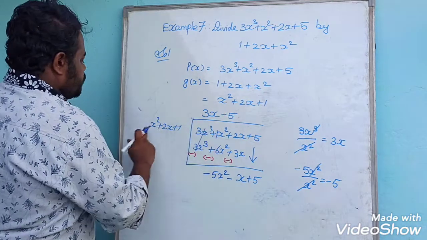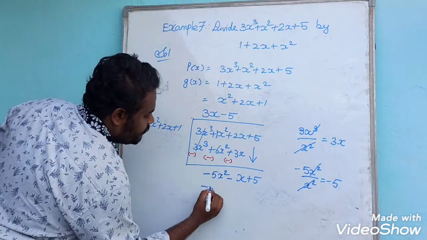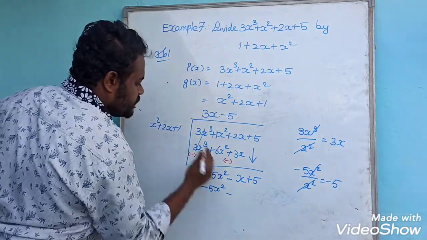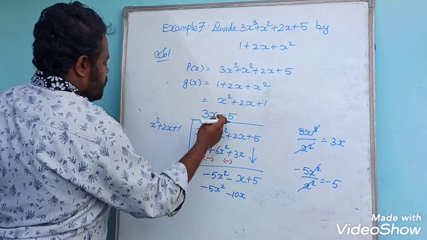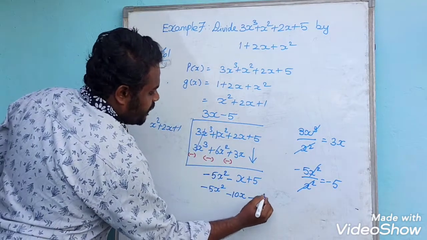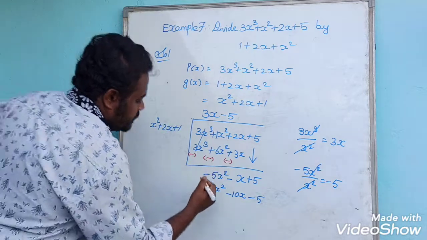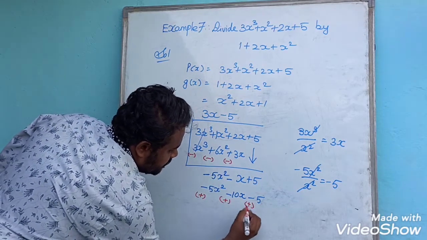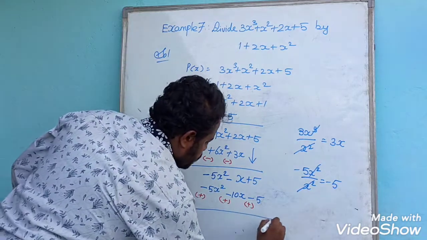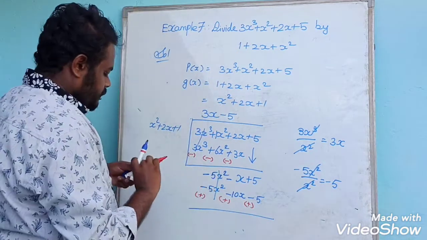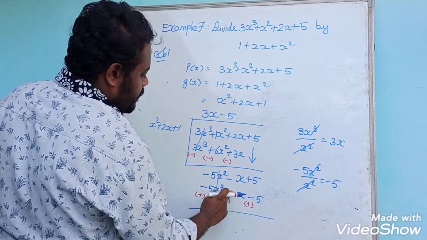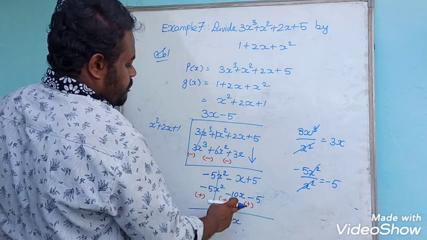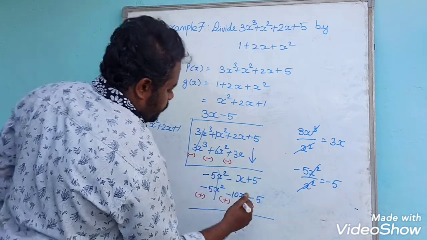So minus into plus, minus 5x square; minus into plus, minus 5 2s are 10x; minus into plus, minus 5. Now again we change the symbol. Minus becomes plus, minus becomes plus, minus becomes plus. Now already you know that it will cancel. So plus 10 minus 1, so we get 9x plus 5 and then plus 5.